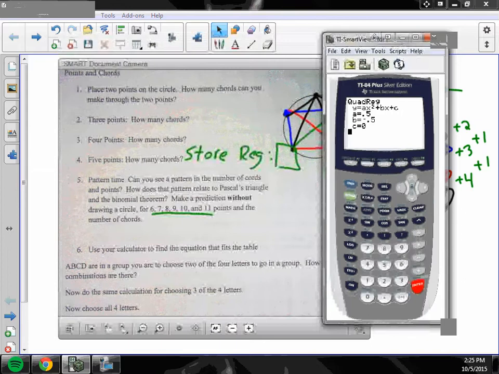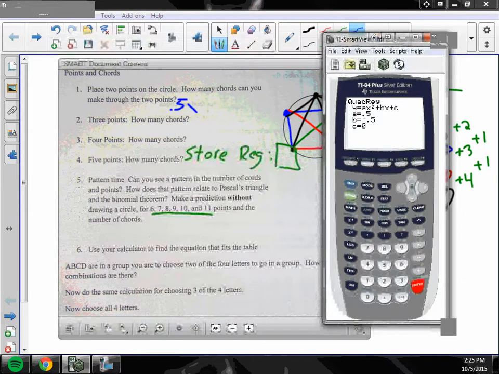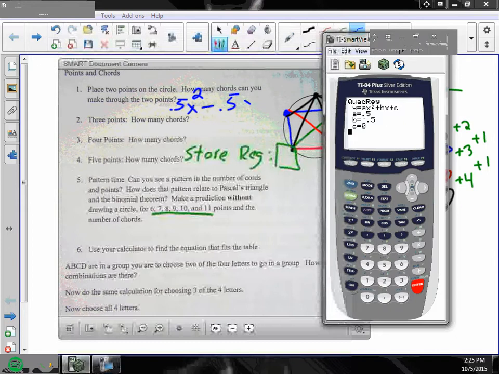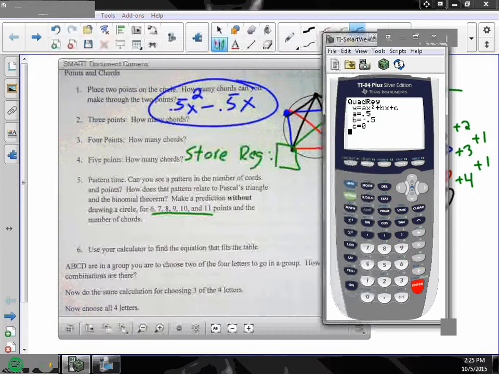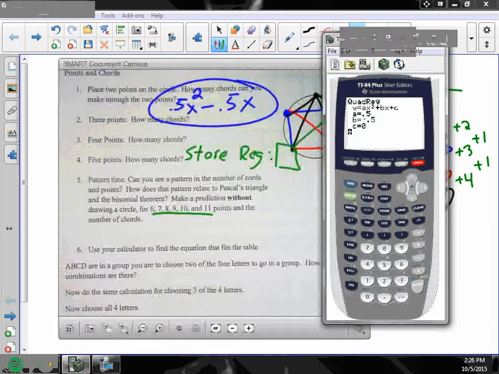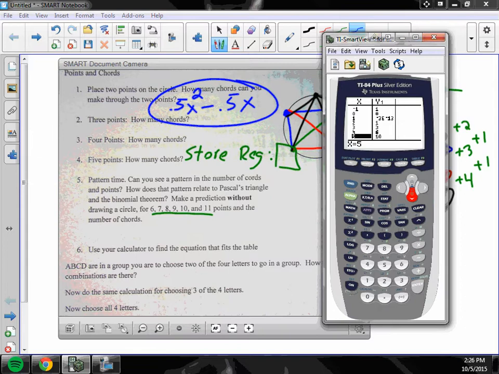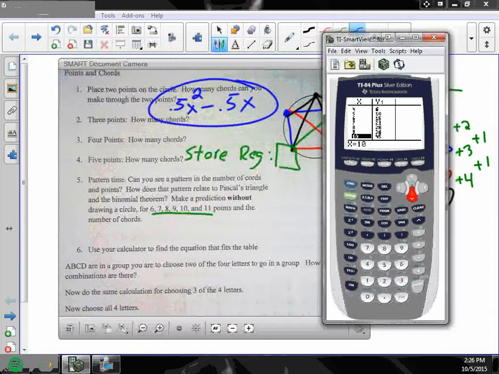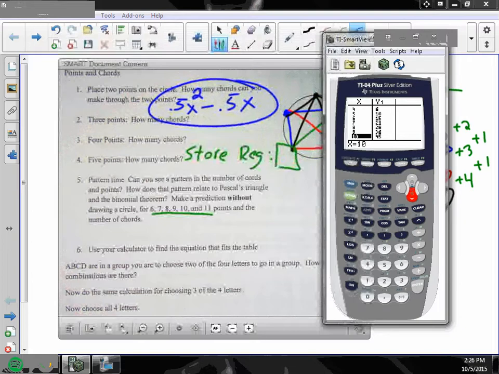Yeah, then calculate. So the equation is 0.5x squared minus 0.5x. That is the quadratic equation we're dealing with. And if I want to make the predictions, they're no longer predictions, for 6, 7, 8, 9, and 10, I just do second table, and then I got to go down a little ways. There they are. Okay, don't bother writing them down. We got better things to do. Okay, so we know how to figure them out. You guys, we got it.